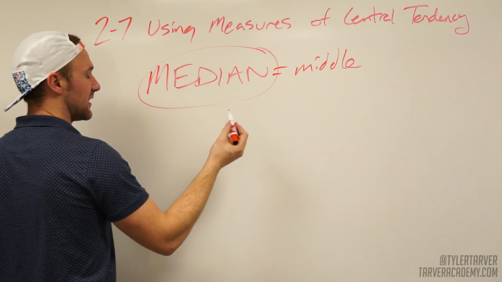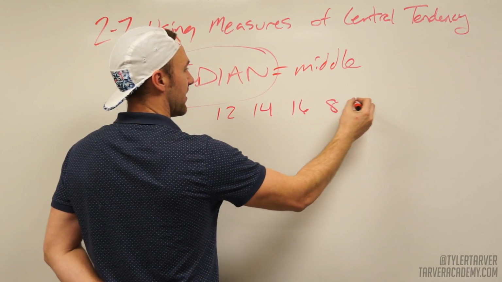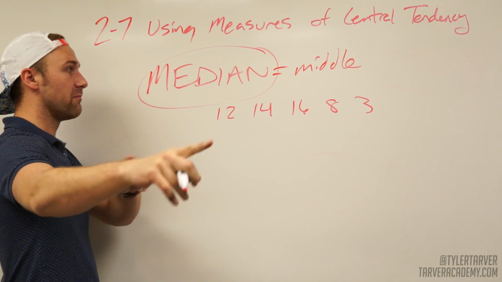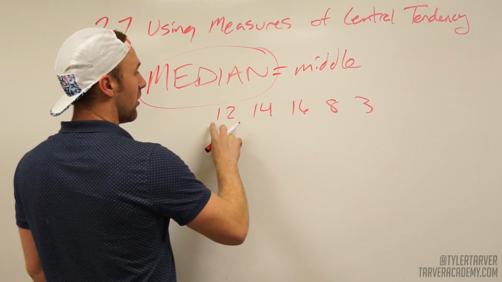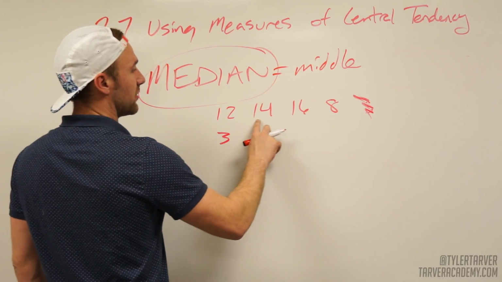So let's say you've got 12, 14, 16, 8, and 3. Those are my 5 numbers. First thing you do to find the median, put them in order. So I'll go with my lowest number, 3. Then I go to my next lowest number, 8.